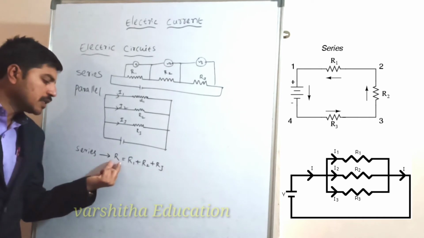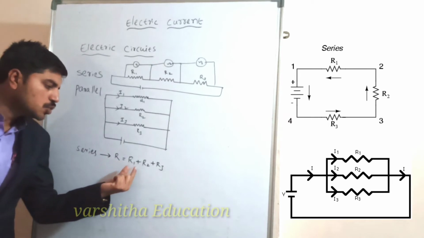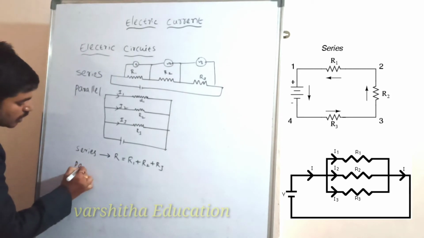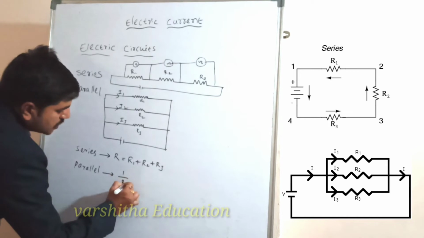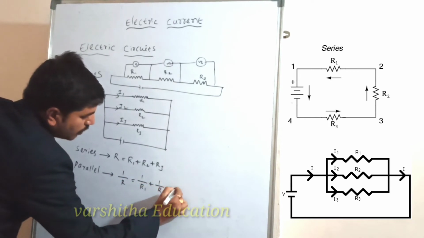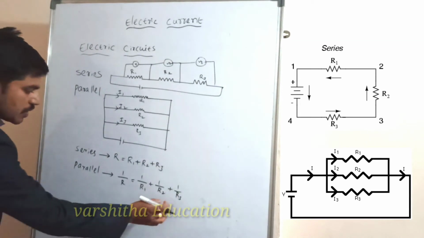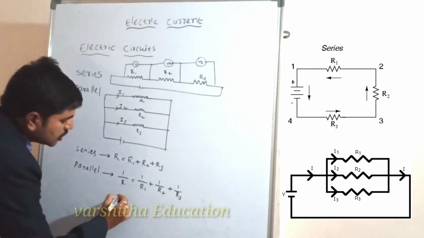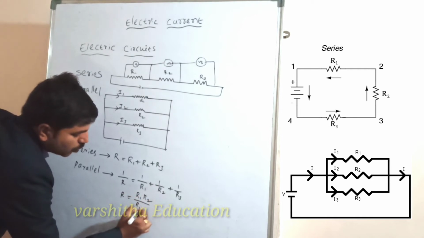The series connection will explain the result, and the final resultant resistance is R equals R1 plus R2 plus R3. In a parallel connection, what is the formula? For a parallel connection, 1 by R equals 1 by R1 plus 1 by R2 plus 1 by R3. If the third resistance is not there, it's a simplified equation. We can easily write R equals R1 R2 by R1 plus R2.